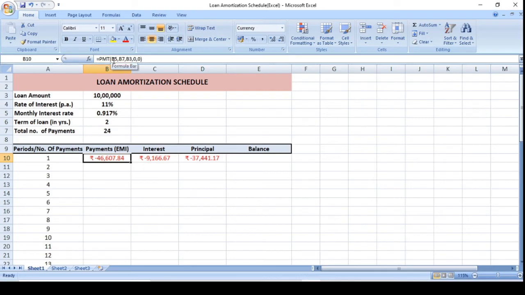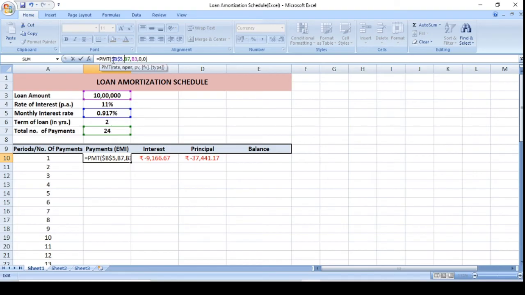I am going to this formula bar. In this formula bar, the first information is rate. Rate is going to be the same for the entire term of this loan. So freeze the cell in which we have mentioned the rate. So by putting the $ sign before the row and the column, this cell will get frozen.